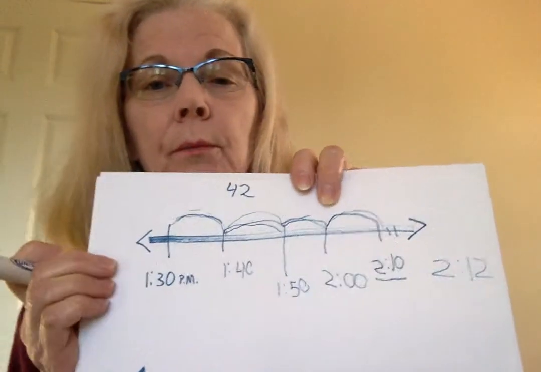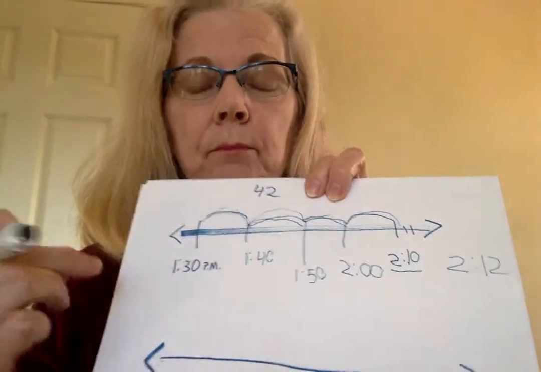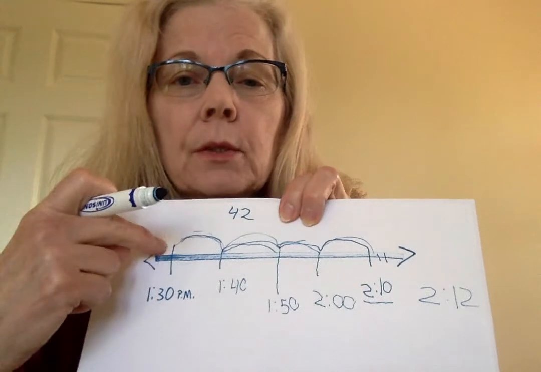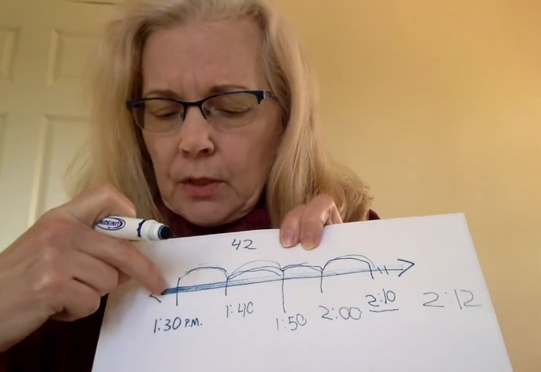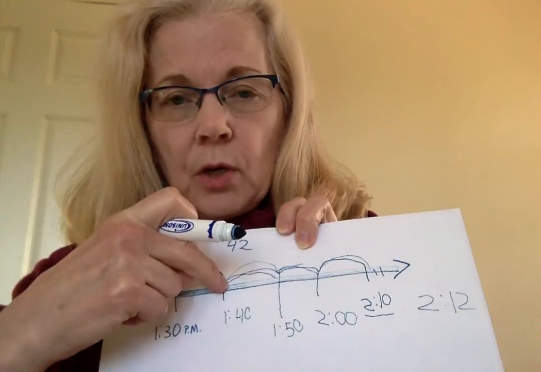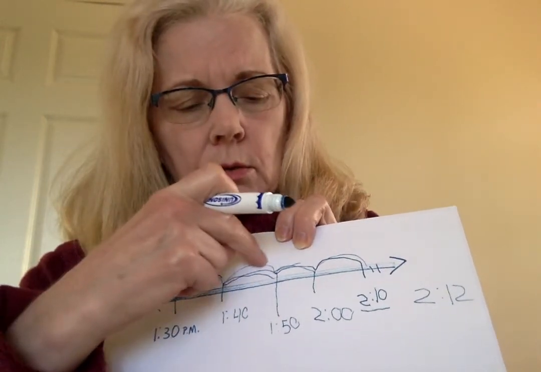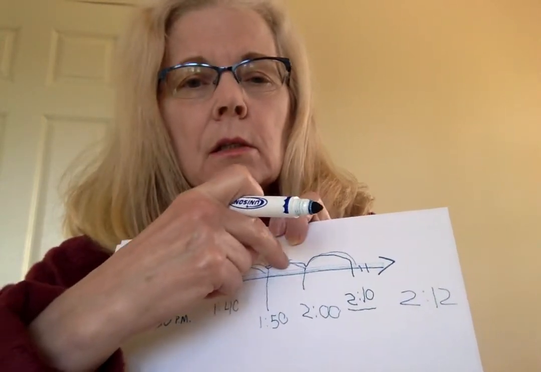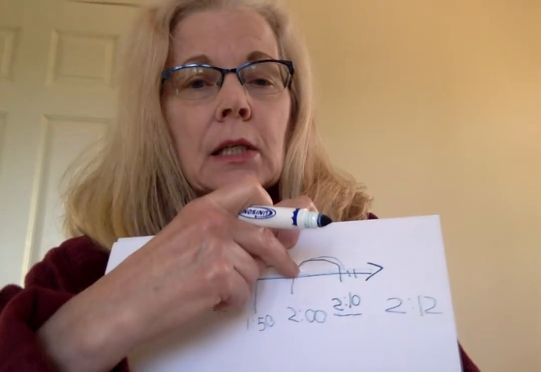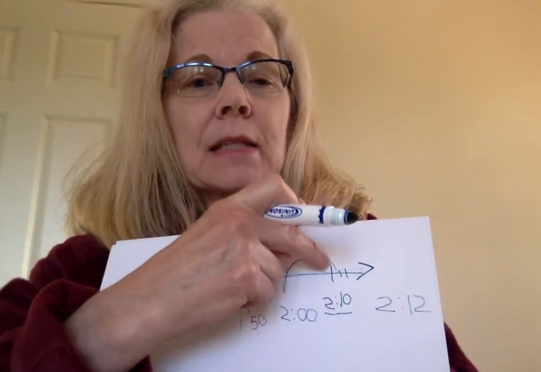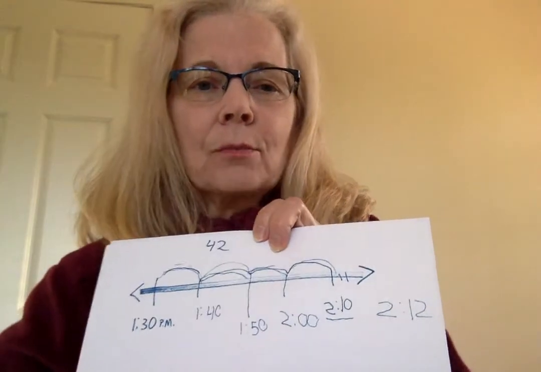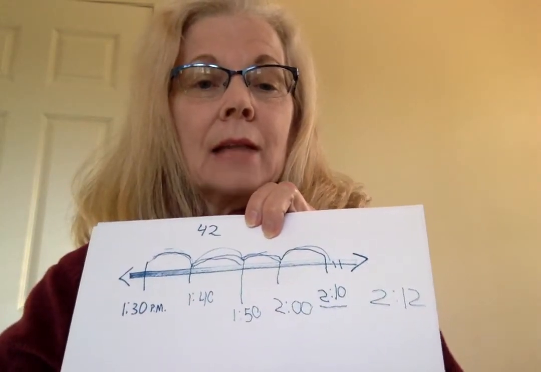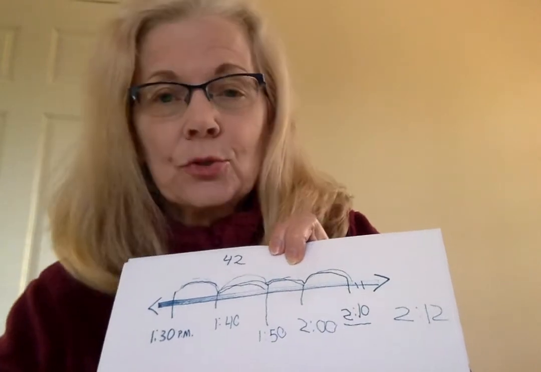Let's look at that again. I start at 1:30 and I jump by tens. 1:30, and I'm going to jump 4 times because there's 40 minutes. So I jump 10 minutes to 1:40, 1:50, 2 o'clock, and 10 more minutes makes 2:10. And then I count my extra 2 minutes, and I end at 2:12.